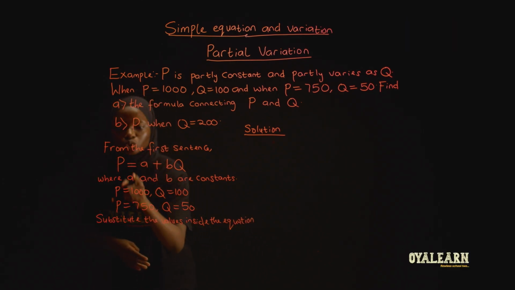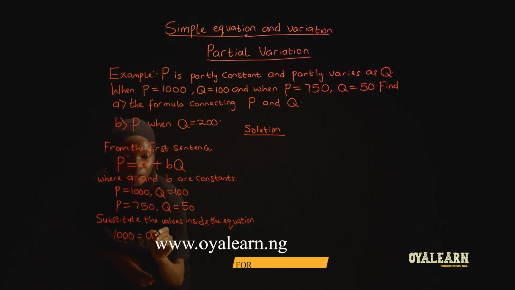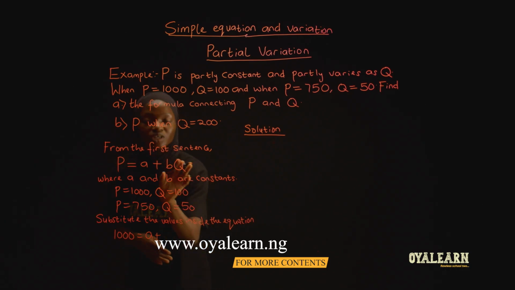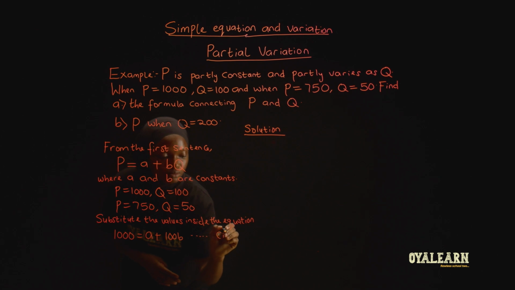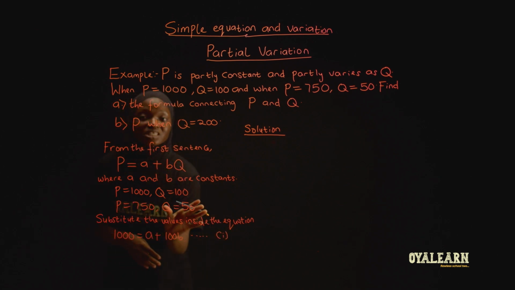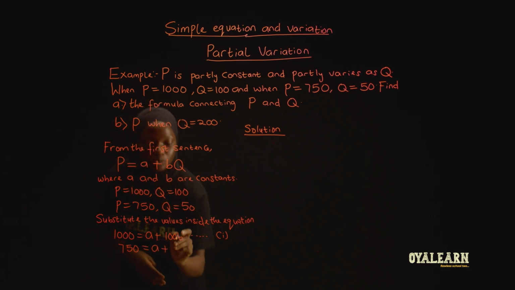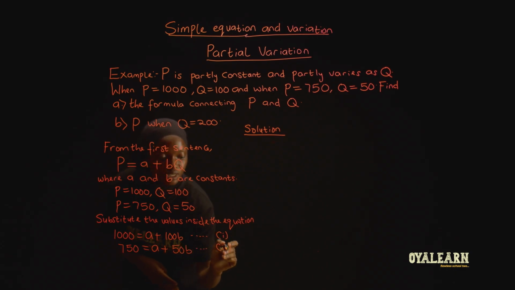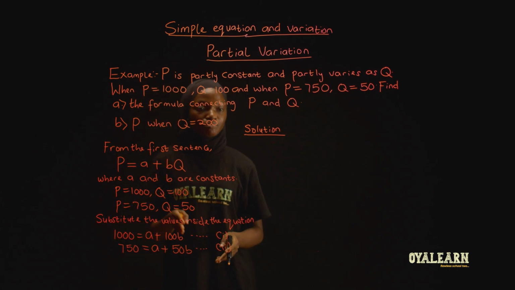So for the first one, 1000 equals A plus, Q equals 100 here, 100 times B, we have 100B, and that gives us our equation 1. Then when we substitute the second set of values, we have 750 equals A plus Q equals 50, so 50 times B, which is 50B. Equation 2. Now they give us a simultaneous equation because we are looking for the values of the two constants, A and B.